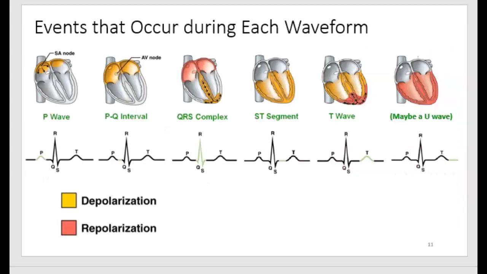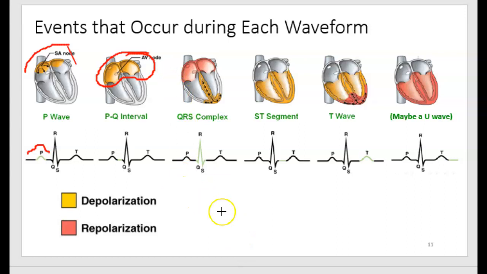Okay, so in the P wave, this is another graphical representation. In the P wave, we have the SA node starting the depolarization, and then in the interval between the peak of the P wave and the QRS segment, all atrial cells have depolarized.